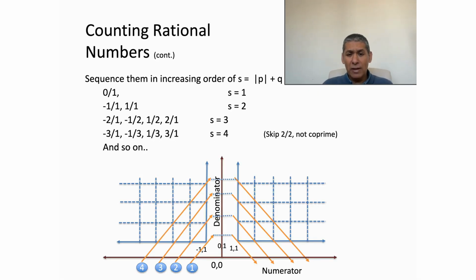Roughly, if we were to look at an ordering diagram, it would look like this. We would first start with 0. We would go to -1, 1. Then we would go to -2, -1/2, 1/2, 2/1, etc. And we would keep doing it that way. So that's basically how we would order the rational numbers.